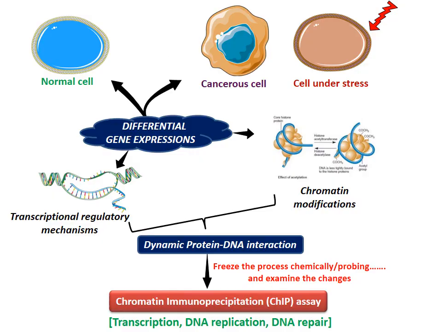The gene expression pattern of cancerous cells and any cells under stress differ significantly from their normal counterparts. The transcriptional regulatory mechanisms and chromatin modifications define such differential gene expressions. To have clear understanding of these processes, we should study the binding of regulatory molecules to specific promoters and histone modifications in vivo. These crucial events are based on dynamic protein-DNA interactions, and despite their dynamic nature, the processes can be frozen chemically or probed by immunoprecipitation of protein-DNA complexes.